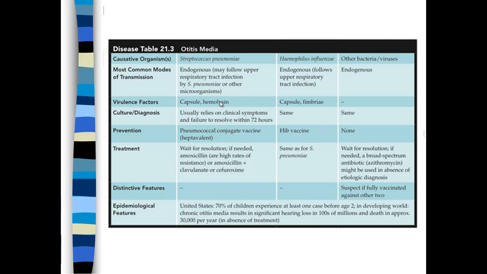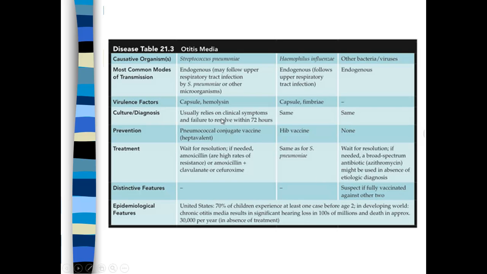And I'll show you this in a lab that's coming up. We have an agar plate that has sheep's blood in it. And with that sheep's blood, Streptococcus pneumoniae will lyse the red blood cells, and you can actually see it clearing where the red blood cells used to be, and the media then becomes translucent.